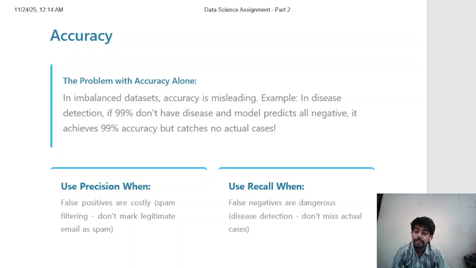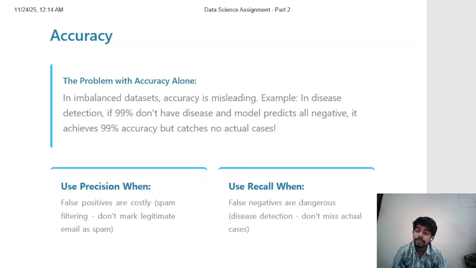Precision tells us, whenever the model says someone has the disease, how often is it correct? In a disease detection example, precision would be zero, immediately showing the model is useless. Recall tells us, of all people who actually have the disease, how many did we identify? Again, recall would be zero, which again shows the model fails.